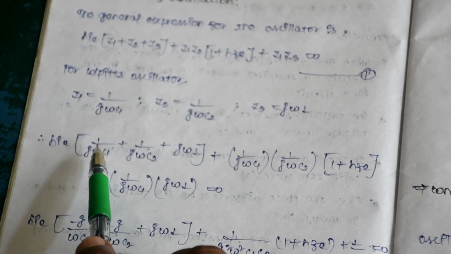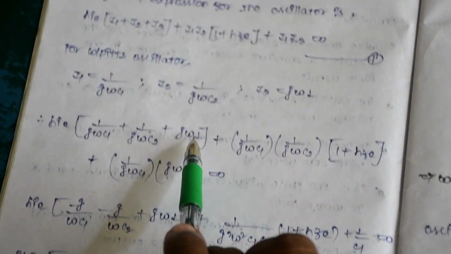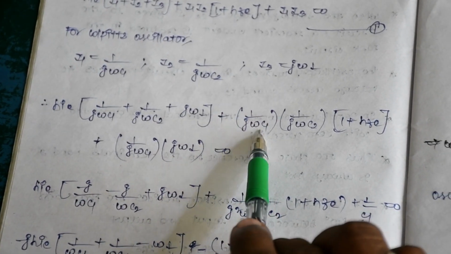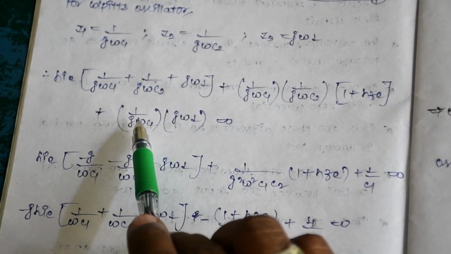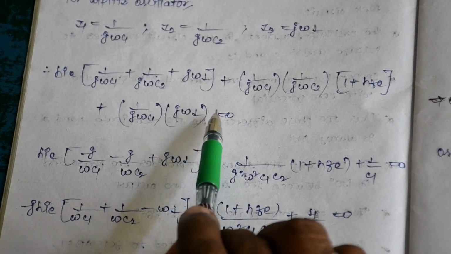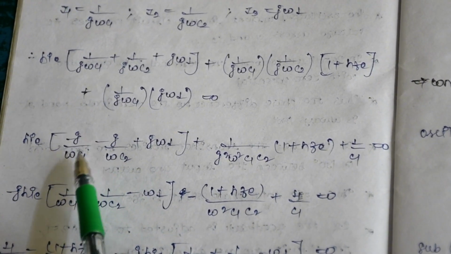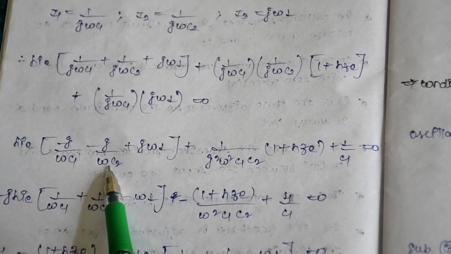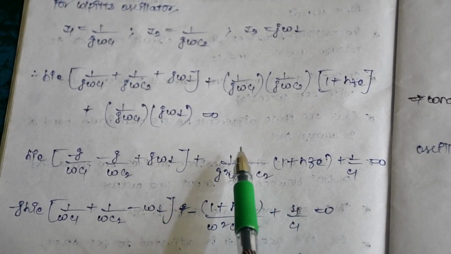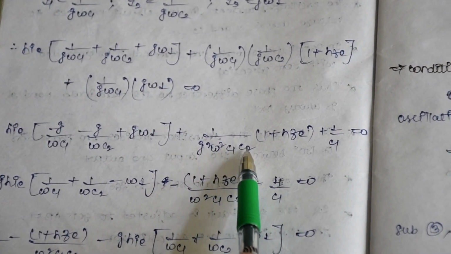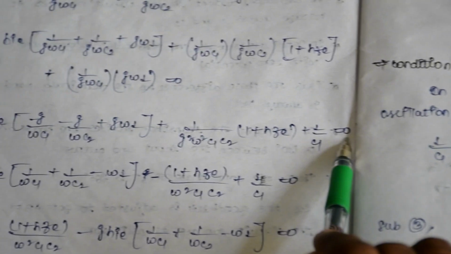Therefore HIE into (1 divided by j omega C1 plus 1 divided by j omega C2 plus j omega L) plus 1 divided by (j omega C1 into j omega C2) into (1 plus HFE) plus the third term, L divided by C1, equal to 0. From this we can calculate HIE into (minus j divided by omega C1 minus j divided by omega C2 plus j omega L) plus 1 divided by (j square omega square C1 C2) into (1 plus HFE) plus L divided by C1 equal to 0.